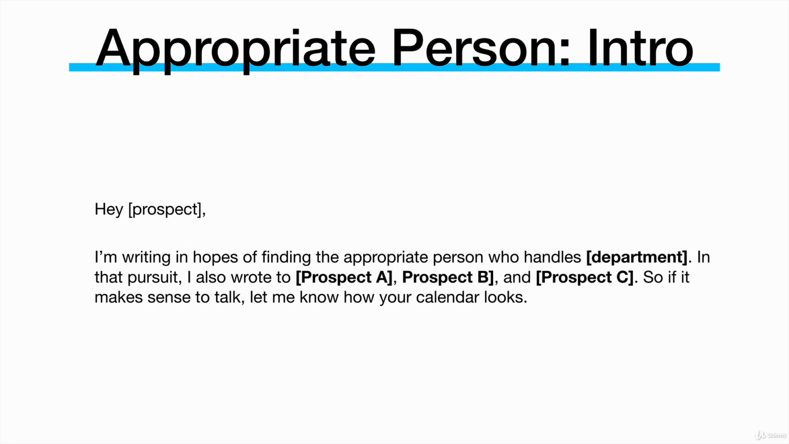And then the last sentence in this paragraph is you're saying, so if it makes sense to talk, let me know what your calendar looks like. Again, you're basically giving them right away what you want. You're saying you want a meeting to see if it makes sense to work with each other. And so all encapsulated in this introduction, you're writing exactly why you want a meeting with them, who you wrote an email to besides them, and what you want the outcome of the end of the email to be, which is to get a meeting. So that's going to be the introduction. Let's move into the body.